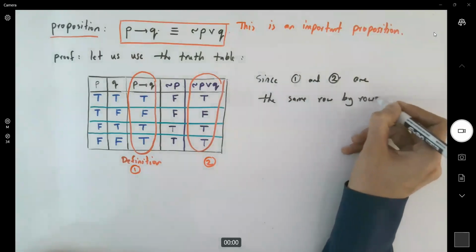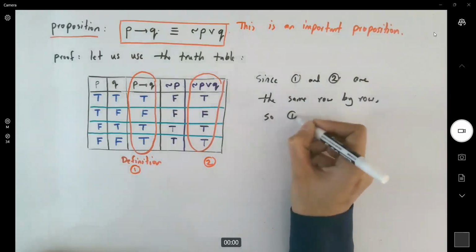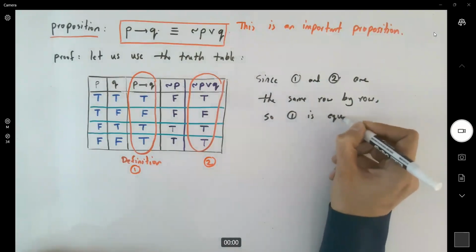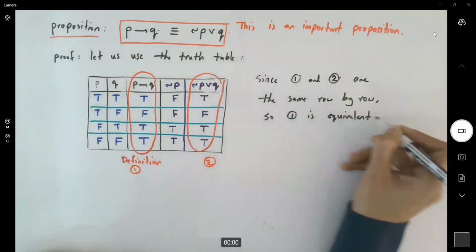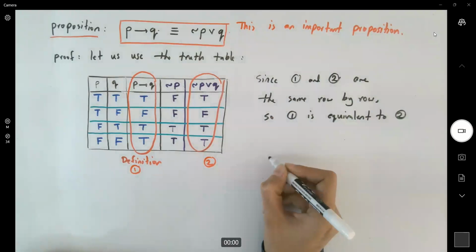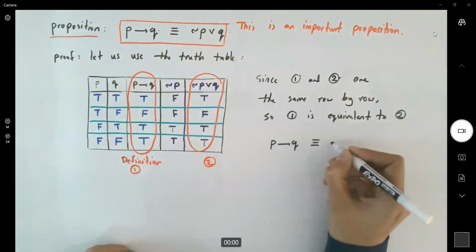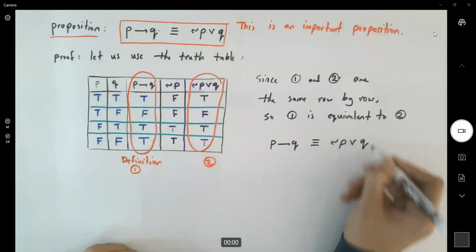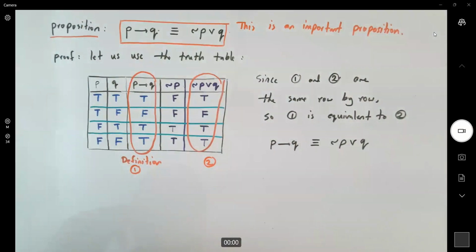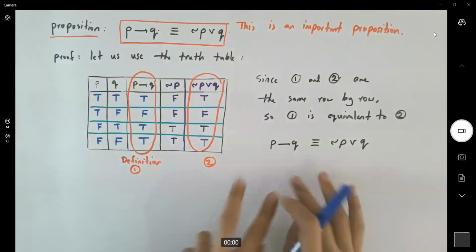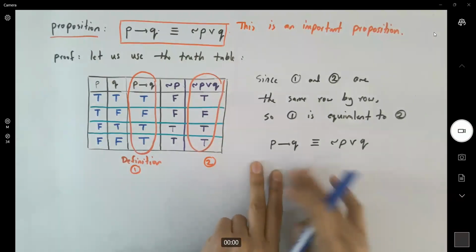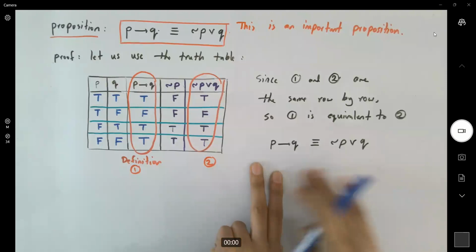row by row, 1 is equivalent to 2. What's the meaning of that? It means that P then Q is the same as not P or Q. What's the meaning of that? It means that when you have a statement, you can replace these instead of each other.